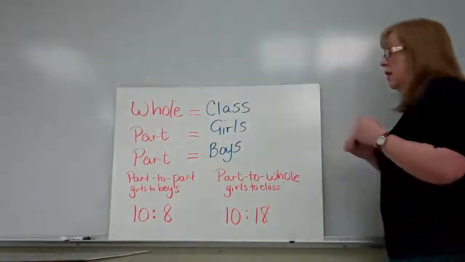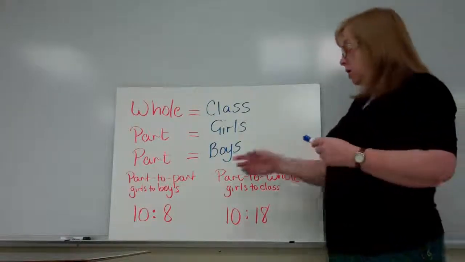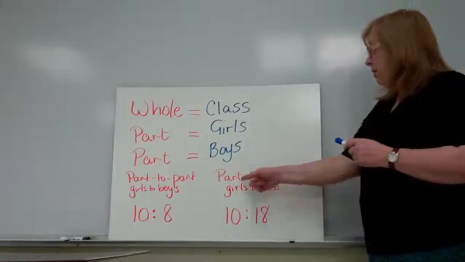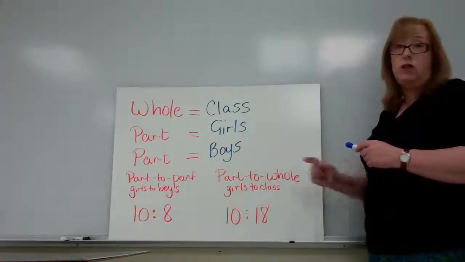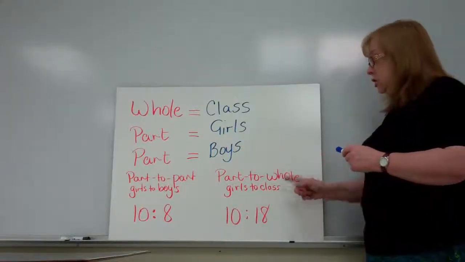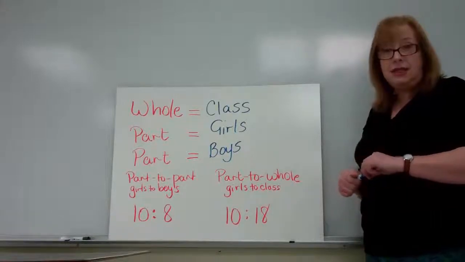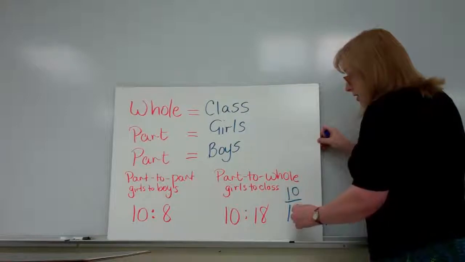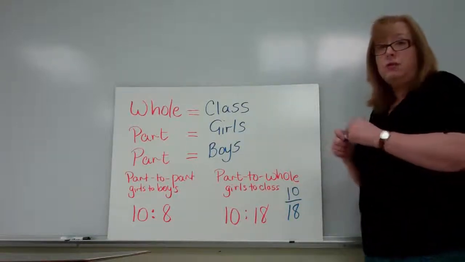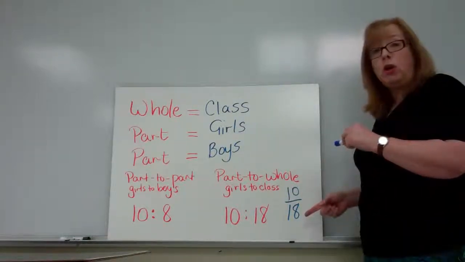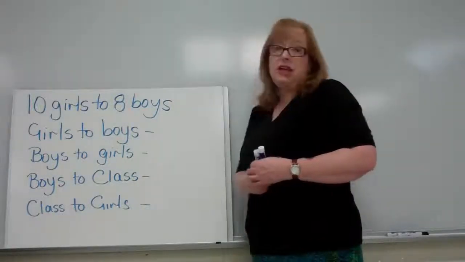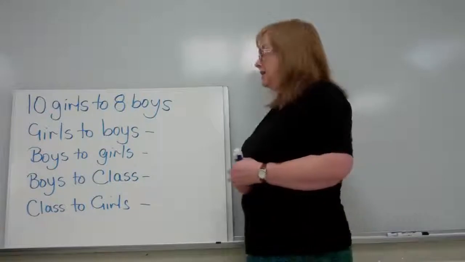Alright? So a part-to-part ratio of girls to boys would be 10 to 8. But a part-to-whole ratio of girls to the whole class would be 10 to 18. And when we put this in this form, that really is a true fraction because it's 10 out of a whole class of 18.